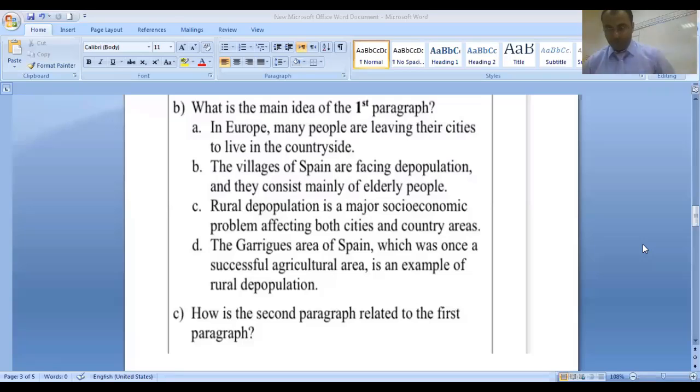Okay, now we finish the second paragraph, and I have one question. How is the second paragraph related to the first? If any one of you knows the answer, just raise your hand.